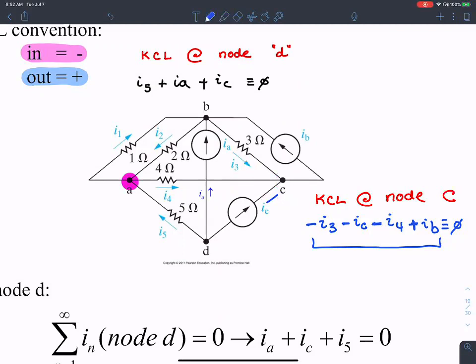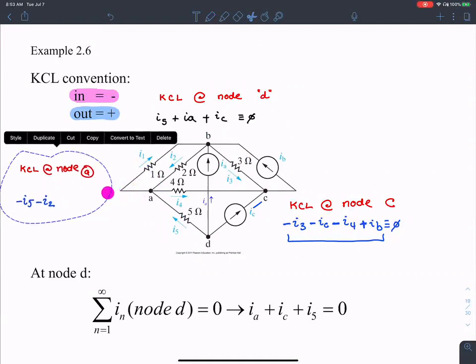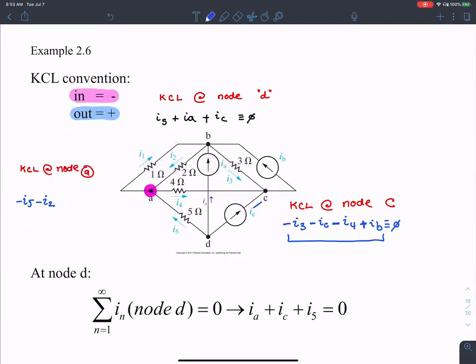Okay. Yes. Let's do KCL at node A, do you want to help me? Sure. So at node A, I see I5 is going into node A. And so, therefore, I put a negative I5. And then I2 will also be negative. And then I4 and I1 will be positive, and this will be equal to 0. So that's KCL at node A.